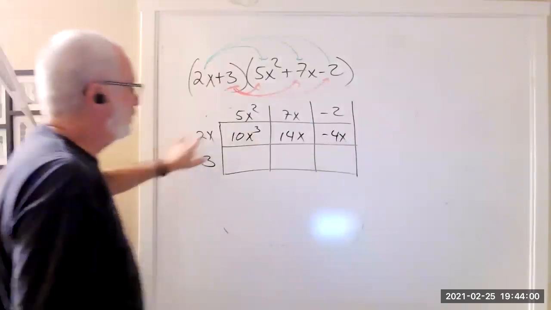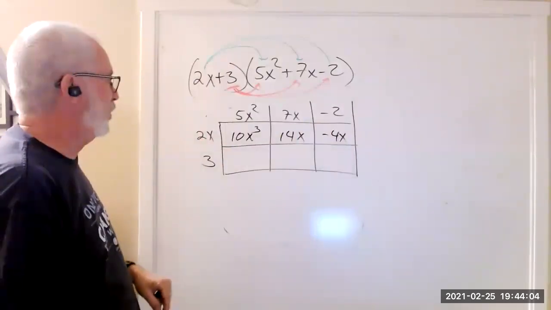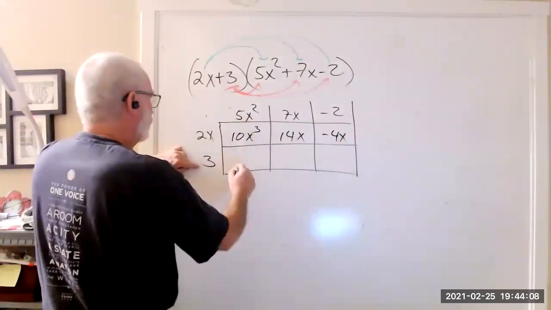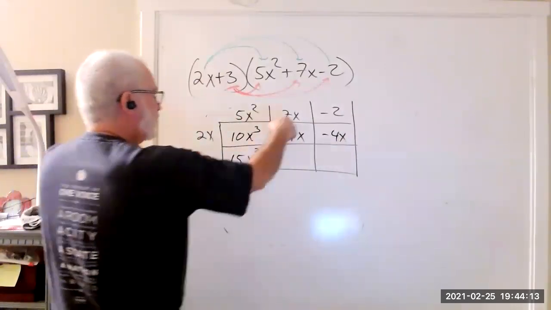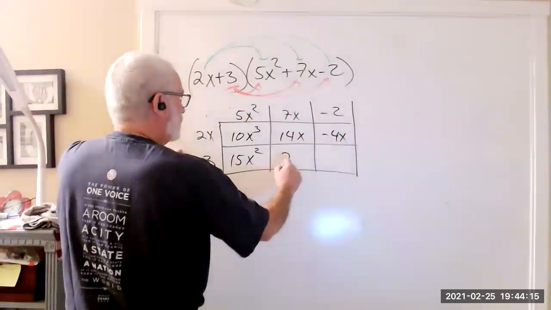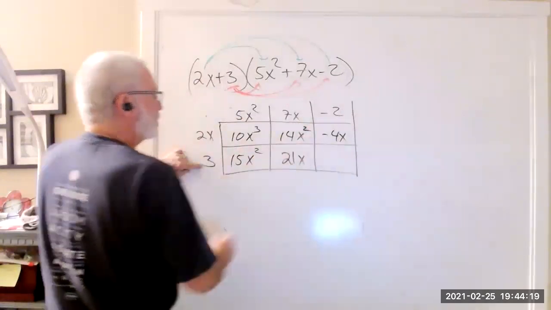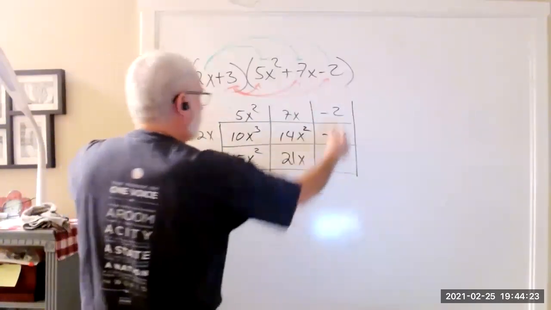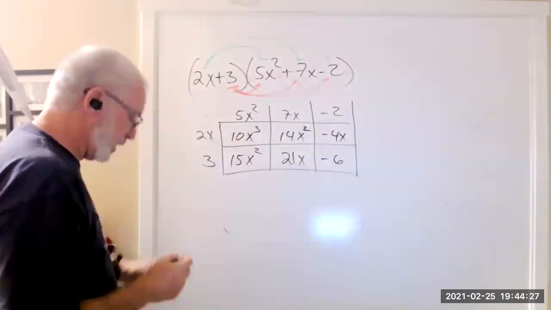Okay, the advantage of this is that it organizes your work for you. 3 times 5x squared is 15x squared. 3 times 7x is 21x. Oh, this 14x should be squared, right? x squared, right? Okay, and 3 times 7 is 21, and 3 times 2 is negative 6. So the matrix keeps things organized.